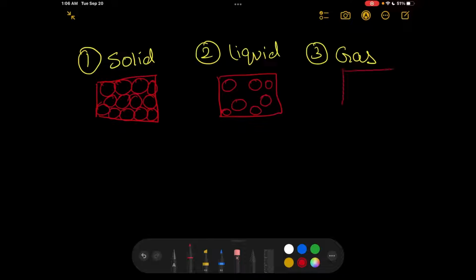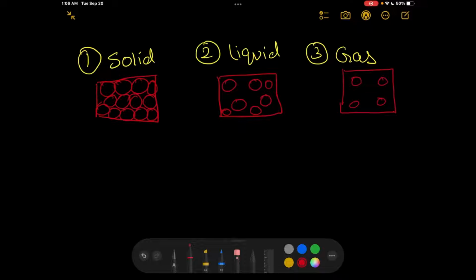In gas, the intermolecular space is maximum. There is so much space between them that there is almost no attraction, negligible attraction between the molecules. Here, the molecules have the highest speed, highest kinetic energy, and they are always moving around haphazardly.